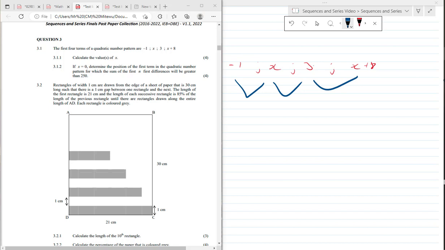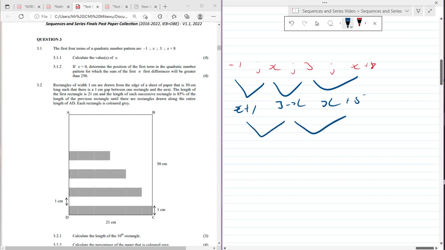answering this particular problem? Well, we're trying to find the first difference first, because remember the second difference is what's the same. So we have to first find the first difference. So let's create a sequence from the first difference. x minus minus 1, that's going to be x plus 1. 3 minus x, remember it's right minus left. 3 minus x, and then right minus left, that's x. And then 8 minus 3, that's going to be positive 5.